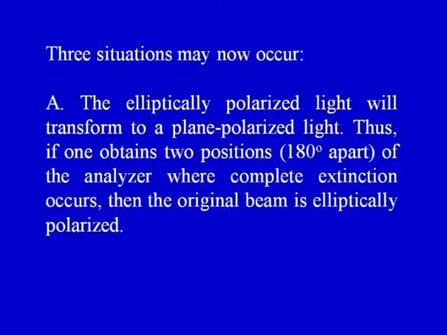A, the elliptically polarized light will transform to a plane polarized light. Remember, in elliptically polarized light there is also a path difference of a quarter vibration, and the quarter wave plate will introduce an additional quarter vibration. The result is the emergent light will become plane polarized, and one will get two positions 180 degrees apart of the analyzer where the complete extinction occurs. Malus law. Then the original beam is elliptically polarized.